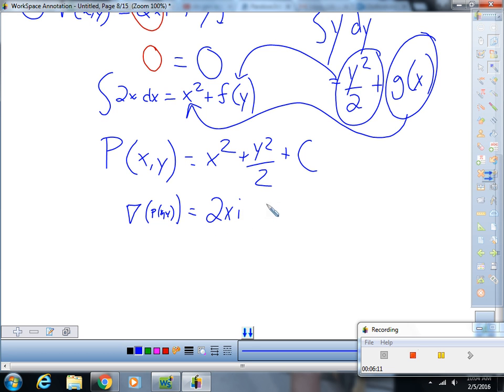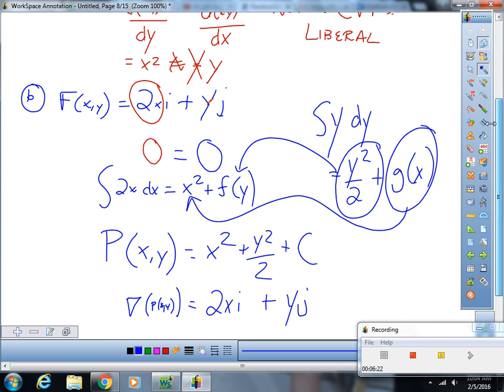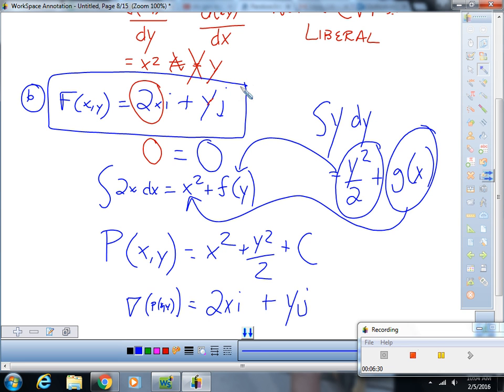2xi plus yj. Do you recognize that? That is, okay, got it? This is the original function that we had. So let's go back over what we did.